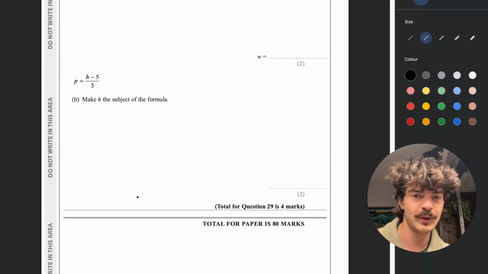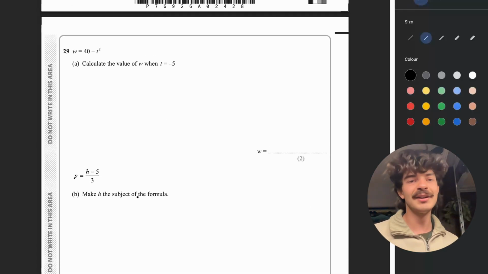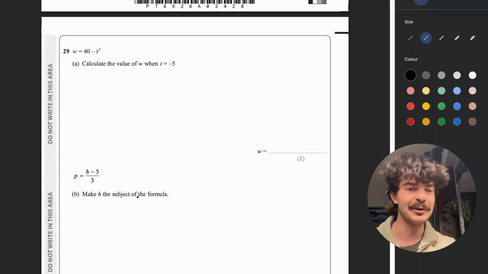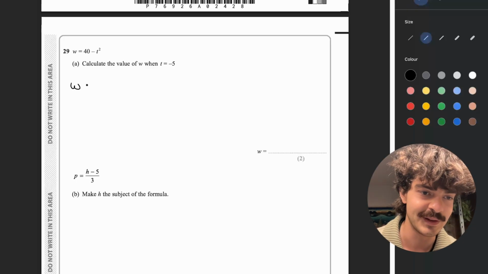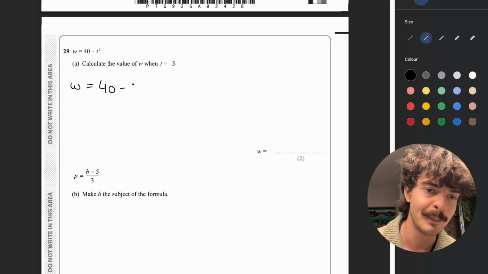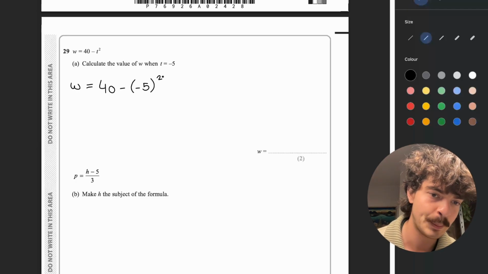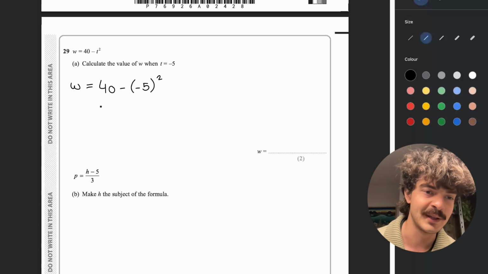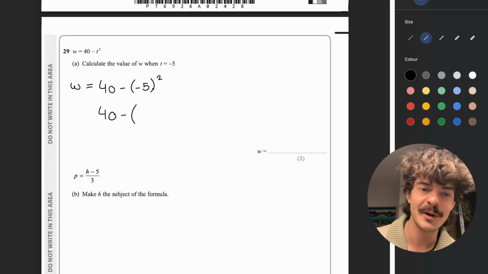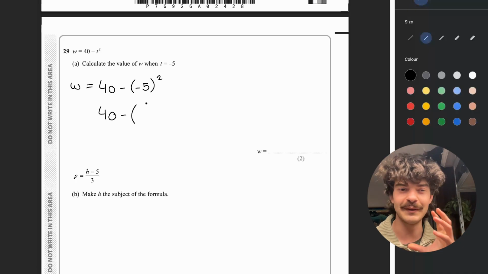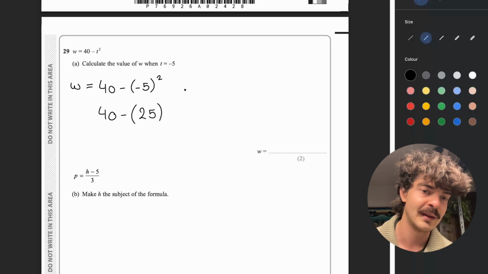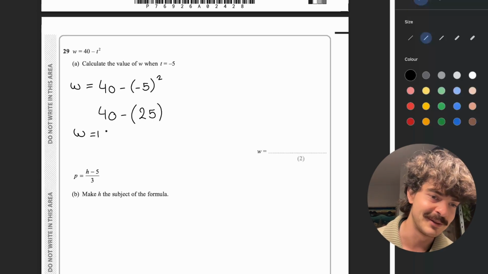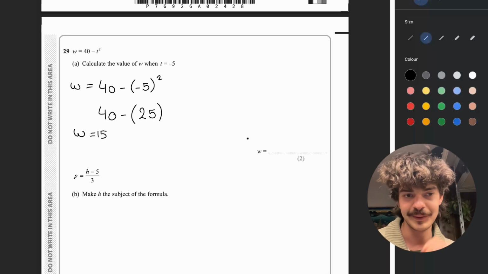Cool. And then, on to our final question. Question 29. Calculate the value of W when t is equal to -5. Some fairly nice algebra here just to finish up. W equals 40 minus -5 squared. So careful with this bit. You've got 40 take away. Well, -5 squared is like saying -5 times -5. That's going to give you positive 25. And then you're still doing 40 minus 25. So W is equal to 15. Cool.